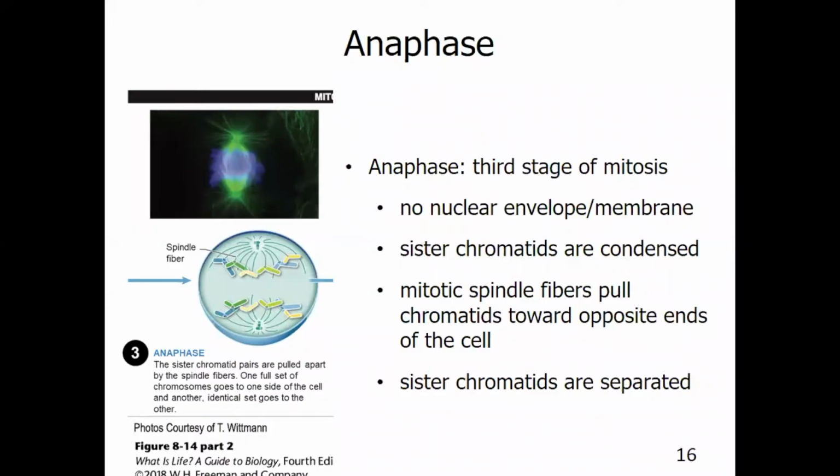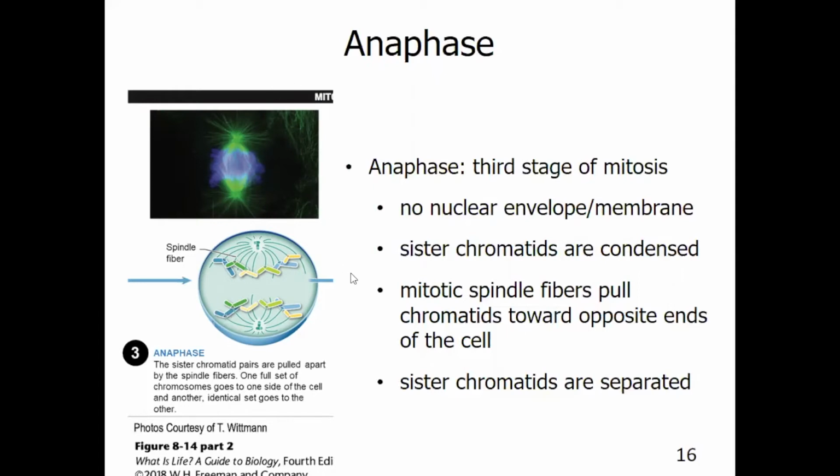The third stage of mitosis is called anaphase. During anaphase, the sister chromatids are pulled apart. So remember in the previous slide, we saw that sister chromatids looked like the letter X. Here in anaphase, we see that the letter X has been broken in half so that one sister chromatid ends up on one side of the cell and the other sister chromatid ends up on the opposite side of the cell. So anaphase is pulling those two sister chromatids apart from one another.